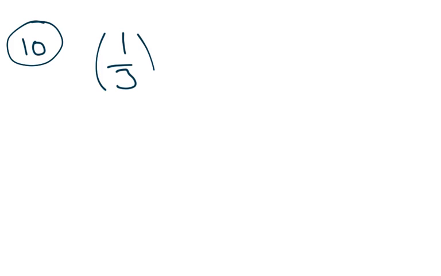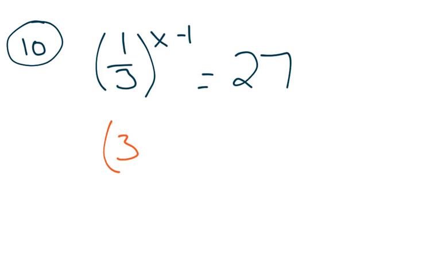Last one. Number 10. So we've got 1/3 to the x minus 1 power is equal to 27. The common base here is actually going to be 3. So this will be 3 to the negative first power, since the reciprocal of 1/3 is 3, and then we've got x minus 1 here. 27 as a base of 3 would be 3 to the third power. Really, we don't need those parentheses.